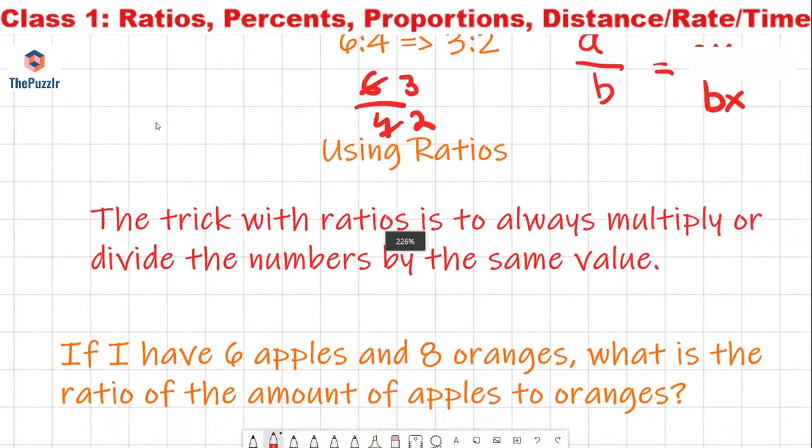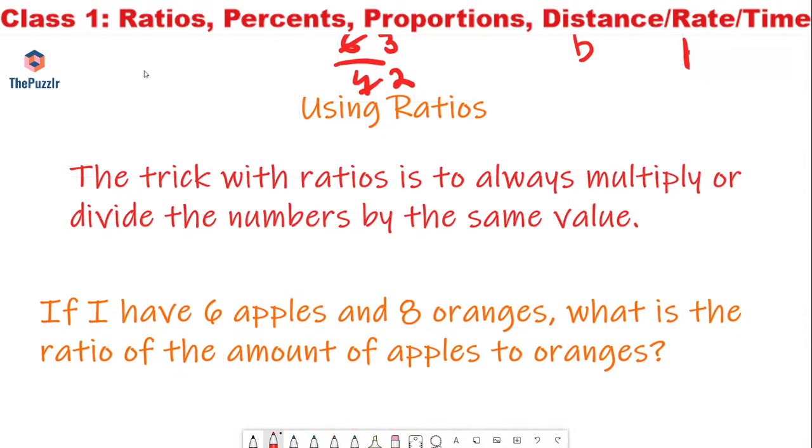The trick with ratios is to always multiply or divide the numbers by the same value. For example, if I have 6 apples and 8 oranges, what is the ratio of the number of apples I have to the number of oranges that I have? I'll give you guys about 30 seconds. This problem is really basic in terms of ratios, but we'll look at harder problems. I just want to see everyone have a solid grasp of this.